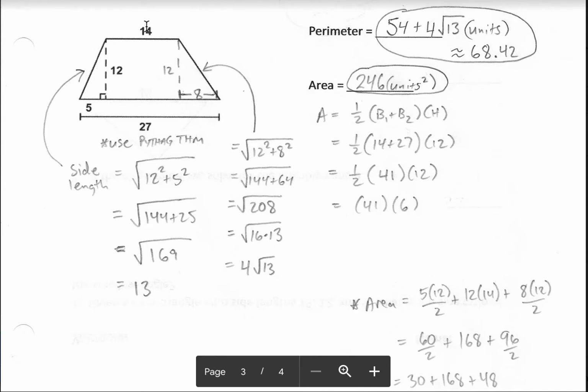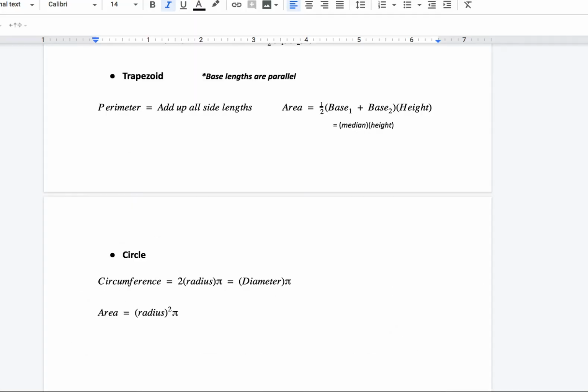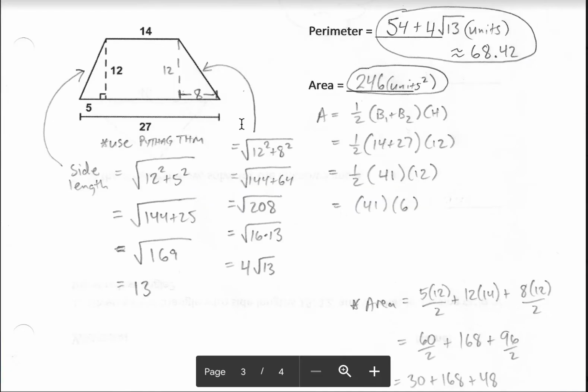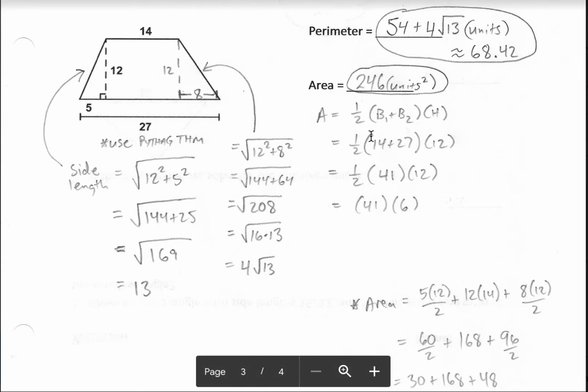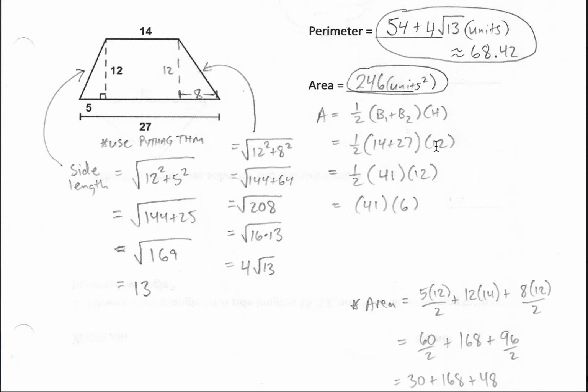We're going to add 27 plus 14. Then we're going to multiply that by the height of our trapezoid, and the height is perpendicular to the bases. So our height is 12. And then we're going to cut everything in half. So here's our formula. I'm going to substitute my two base lengths, add those together, and multiply by the height. 14 plus 27 is 41. 41 times 12 divided by 2 is going to give me the exact same thing, 246.